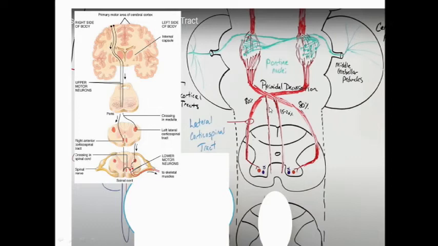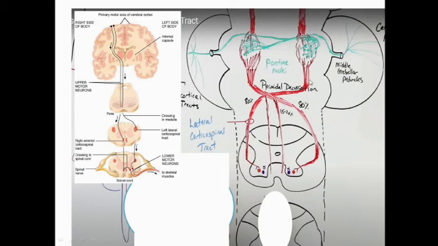Now here at the medulla oblongata, 80 to 90% of the fibers from the cortical tract cross to the opposite side. Okay, 80 to 90% of the fibers cross to the opposite side. 10 to 20% of fibers remain on the same side. From both sides you can see 80 to 90% of fibers from the right side cross to the left side, and from the left side cross to the right.